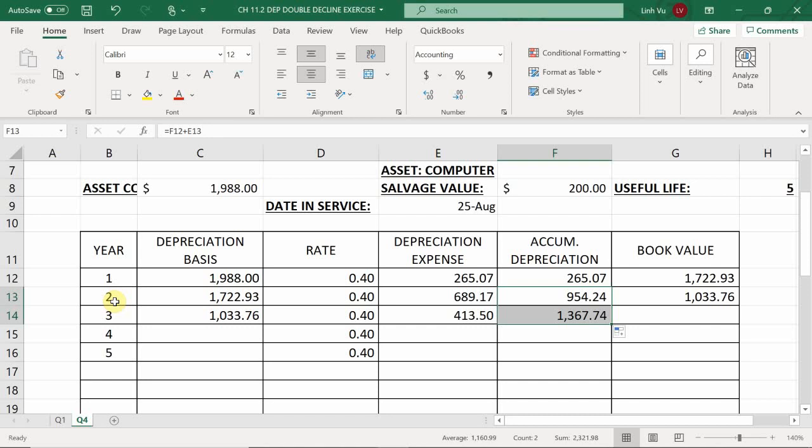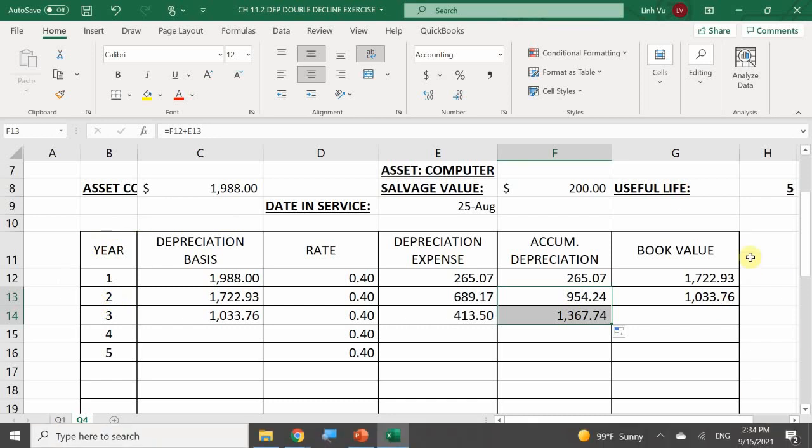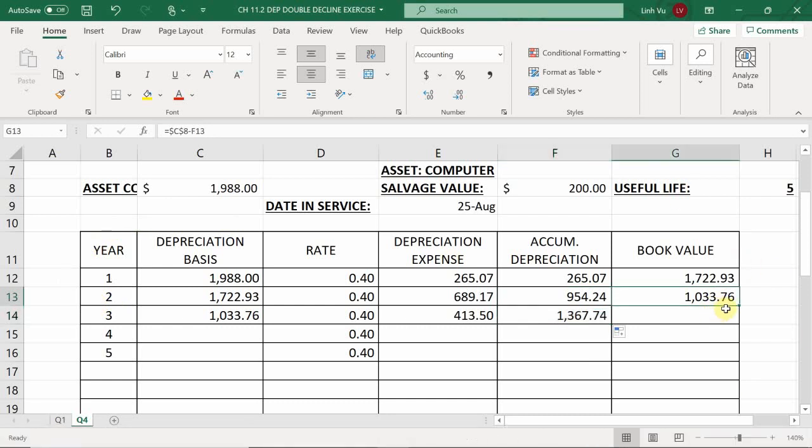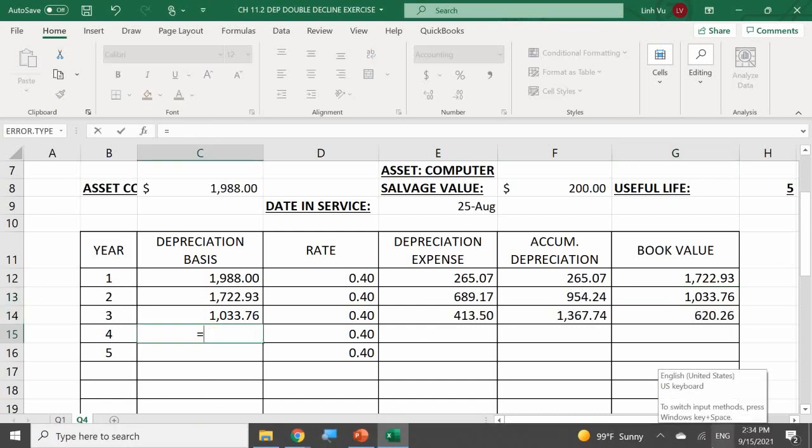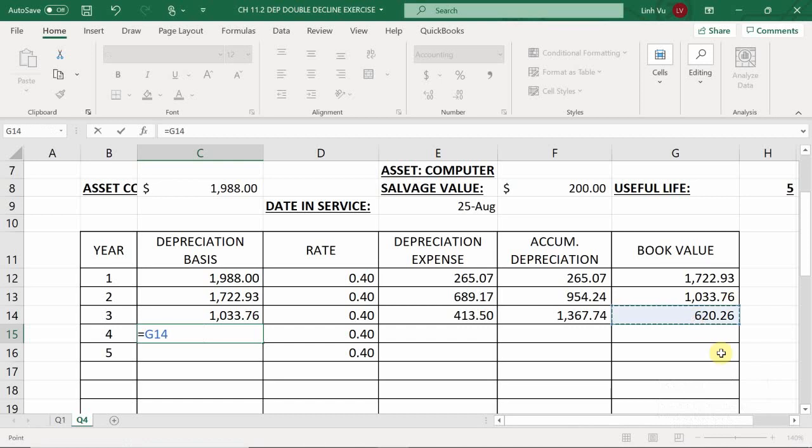All right. So again, if we solve for accumulated depreciation, we're going to add the 954.24 with the 413.50 to give you a total of 1367.74. So then, what should be my book value now for year 3? I got 620.26. Good. 620.26, which once again becomes my depreciation basis for year 4.